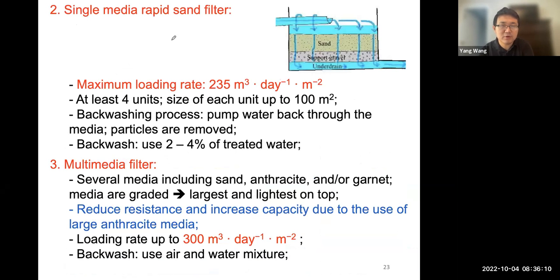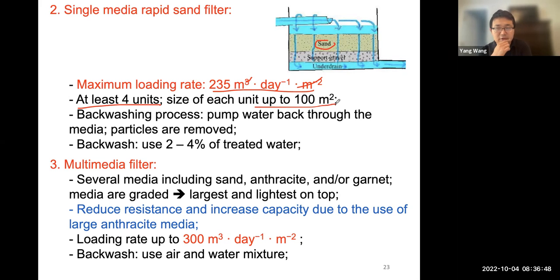So we can start from the simple media rapid sand filter. This is just a single layer of the sand. Basically for this type of sand filter, you can only allow a loading rate of 235 meter cubed per day per meter squared. This is still a velocity term because you can cancel the meters, right? And when people build these rapid sand filters, we need to have at least 4 units to think about the water backwashing, because we need to take some of the filters offline. And also the size of each filter is up to 100 meters squared.